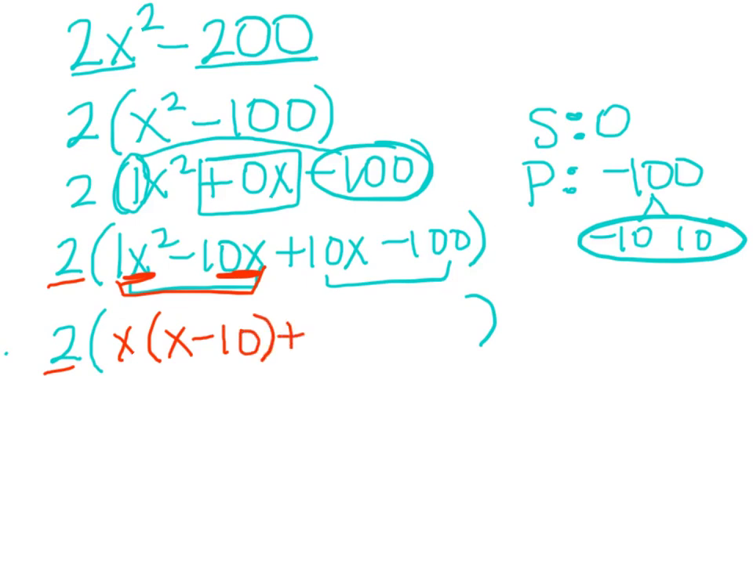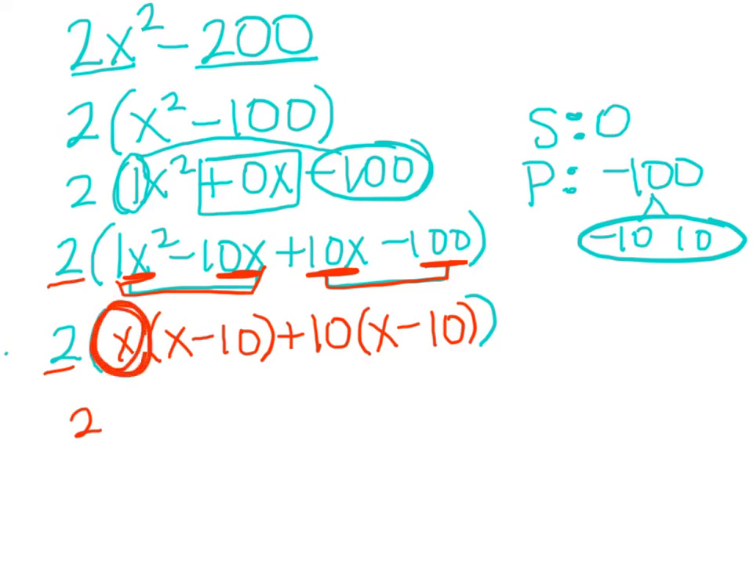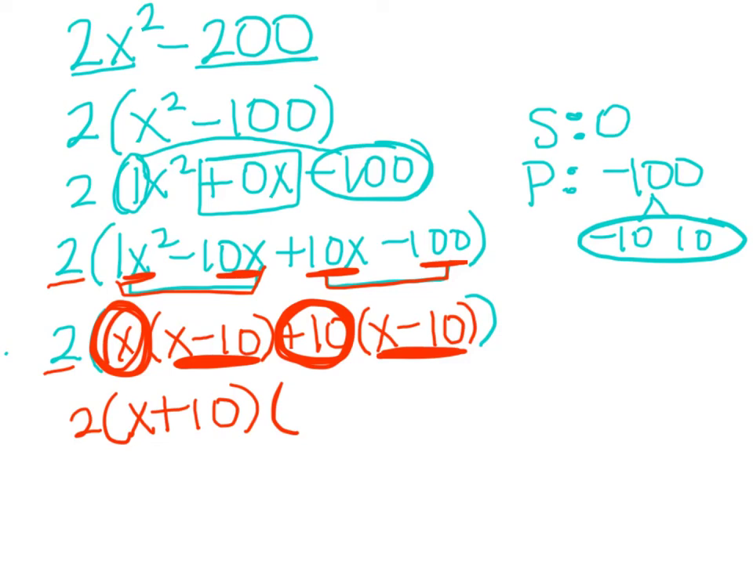Bring down the plus. What is the GCF for the second group? It's 10. And if you factor out or divide out 10, you're left with x minus 10. So then I have a 2 out in front. One group is x plus 10. You're just grouping those together. The other one is the x minus 10, which is the other group.